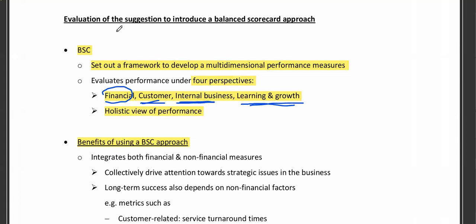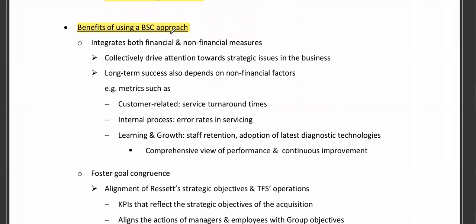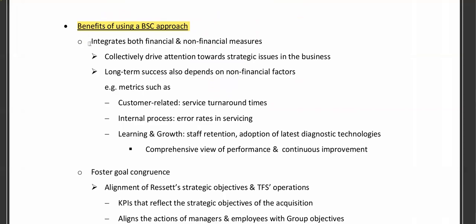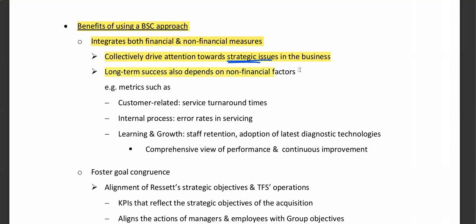And what would be the benefits of using this approach to manage the subsidiaries' performance? Well, it integrates both financial and non-financial measures. So while we would have focused on improving our top line and bottom line, a balanced scorecard approach would collectively drive the subsidiaries' attention towards strategic issues in the business. And when we say strategic issues, the long-term issues that would impact the sustainability of the organization. And that would mean it will draw our attention towards non-financial factors.